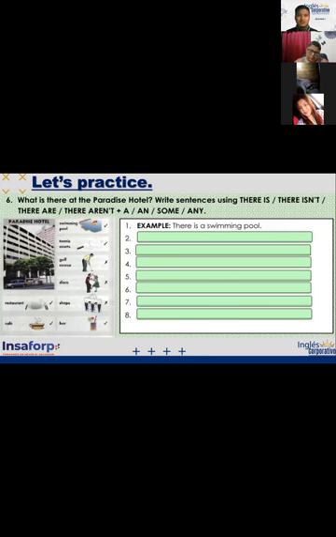So, okay. What about number six? There aren't any shops. Correct. The next one? There is a bar. Very good. Now I think that you are understanding a little bit more. But at the beginning, you were completely lost. That's very good now that you understood a little bit.